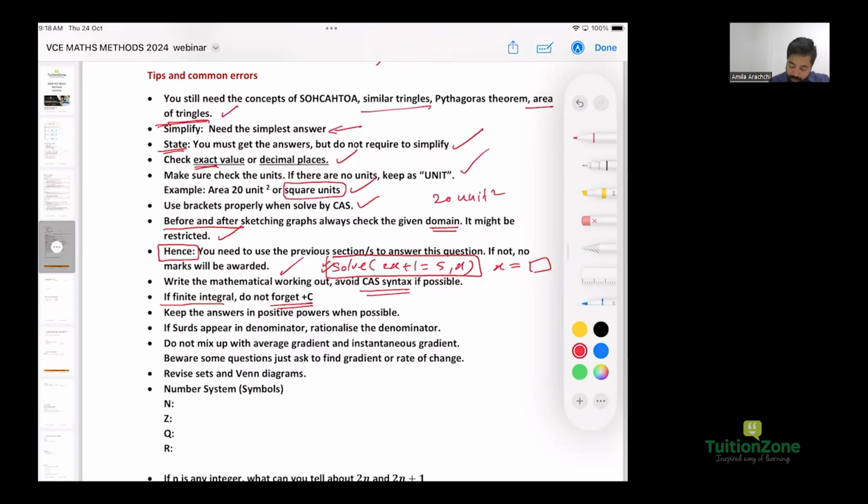Keep answers in positive powers when possible, but if you're rushing with the questions, running out of time, that's okay. But take every possible step to make it positive in the final answer, not the steps in between.